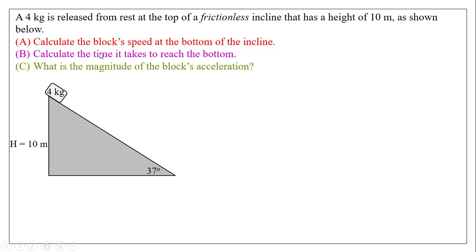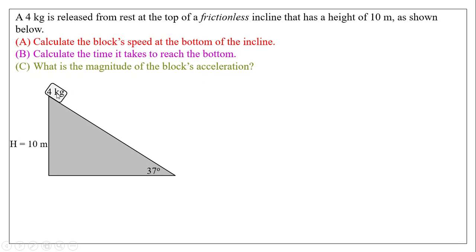For this particular problem, a 4 kilogram block is released from rest at the top of a frictionless incline that has a height of 10 meters. Part A asks us to calculate the speed at the very bottom of the incline. Part B asks us to find the time it takes to reach the bottom. And part C wants to find the magnitude of the acceleration of the block.